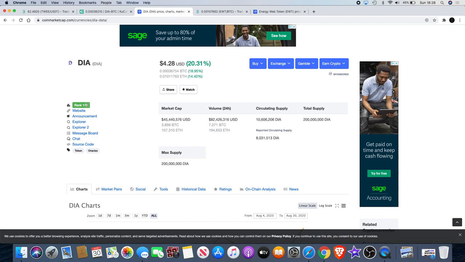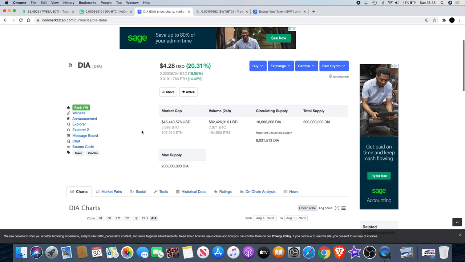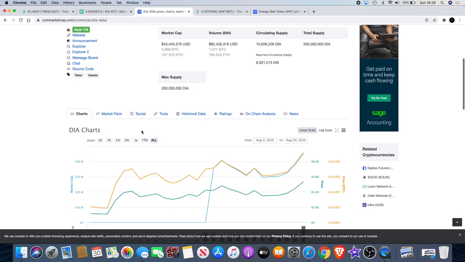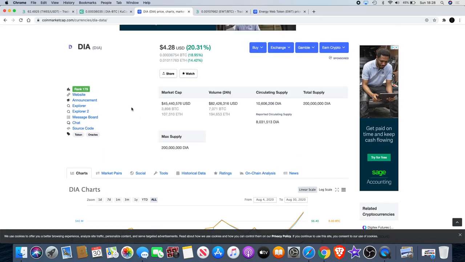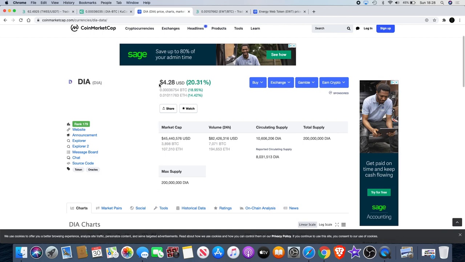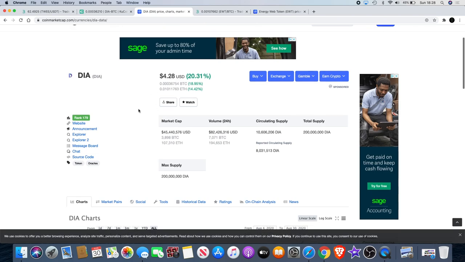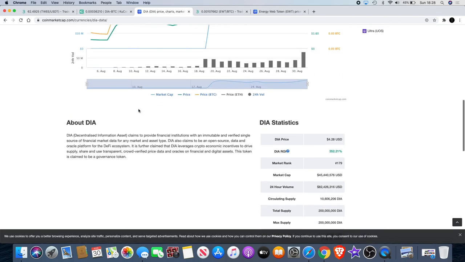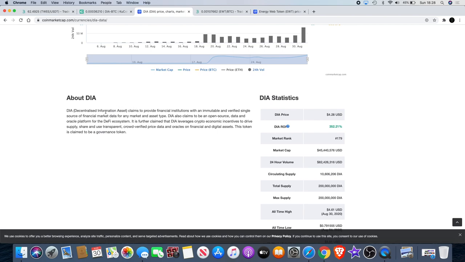But it is currently ranked 179 on CoinMarketCap, which is quite decent, considering it's only just got on a top-tier exchange, okay? And currently sitting at $4.28. We've looked at the total supply. You can see it all there anyway. And yeah, potential for DIA is huge, all right?